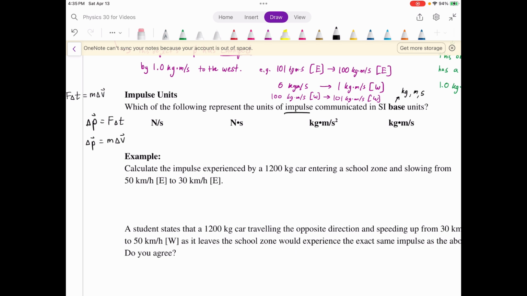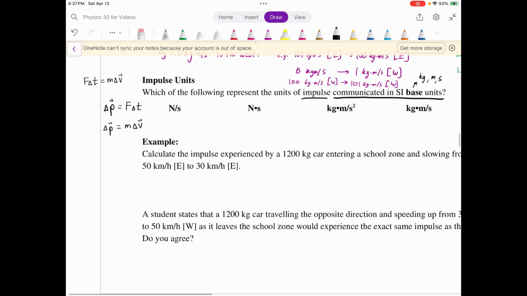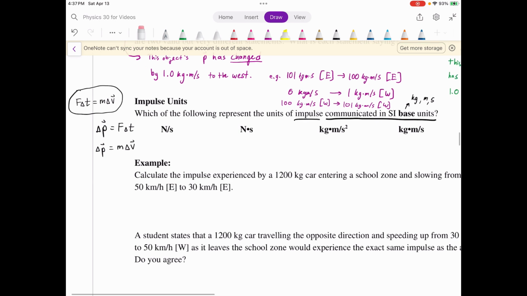So let's go through these one at a time and see which ones represent impulse, and which ones, if they do represent impulse, are communicated in SI base units. So remembering that impulse is just a change in momentum, right? This is kind of the way of thinking about it as a change in momentum. It's also equivalent to a force times the time that force was applied for. Those are both valid ways to calculate the impulse. In fact, on your formula sheet, we use this, which is really just saying that a change in momentum is an impulse, right? They're both equivalent to the object's change in momentum, okay?